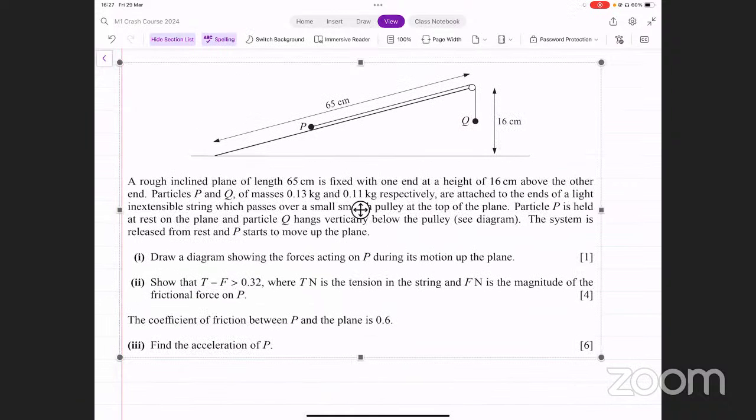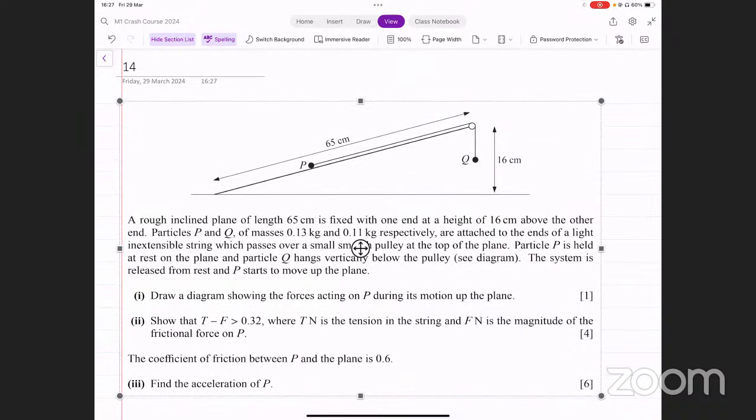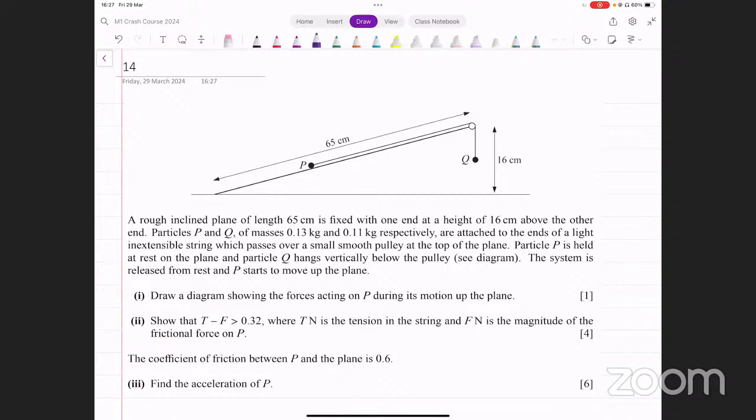Okay, so it says a rough inclined plane of length 65 centimeters is fixed with one end at a height of 16 centimeters above the other end. Particles P and Q of masses 0.13 kg and 0.11 kg respectively are attached to the ends of a light inextensible string which passes over a small smooth pulley at the top of the plane.